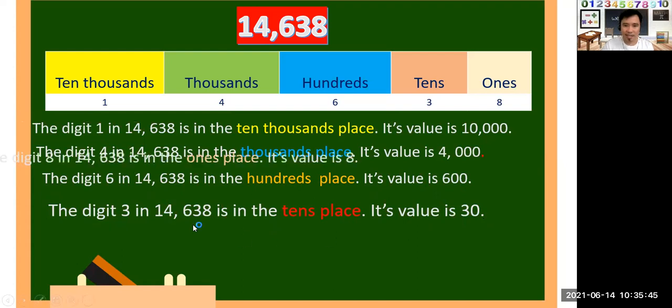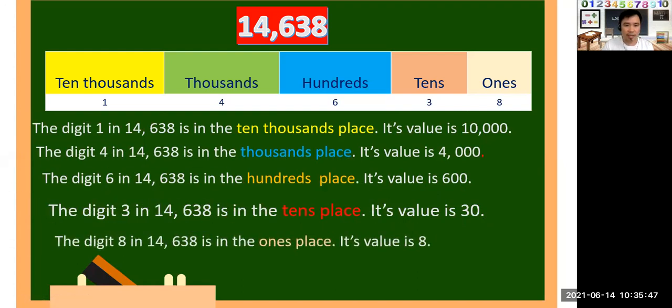Okay. The last number, the digit eight. Here, you can see here number eight, right? As you can see here on the top, 14,638. This number eight, the place value of this digit is in 1's place, and its value is eight, only eight. Number three here is 30. Number six is 600. Number four is 4,000. Number one is 10,000. Okay.